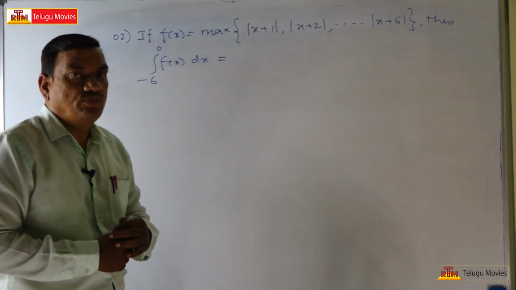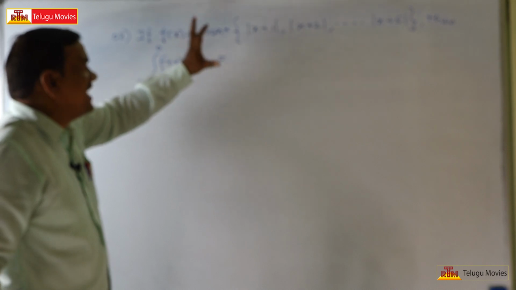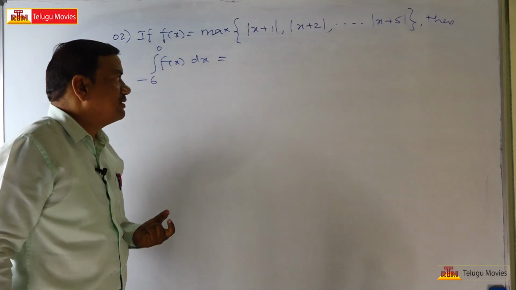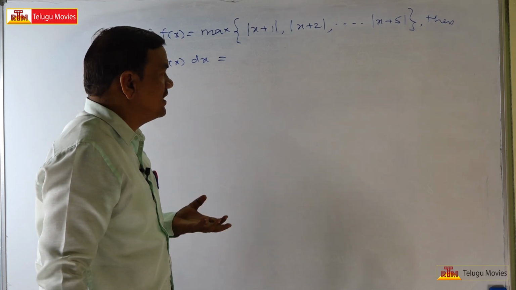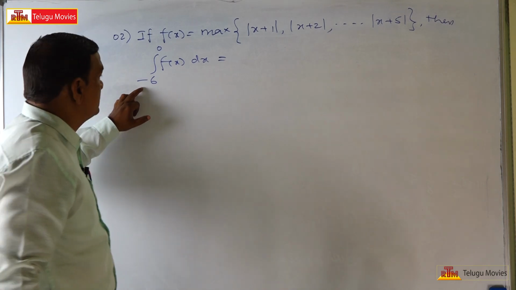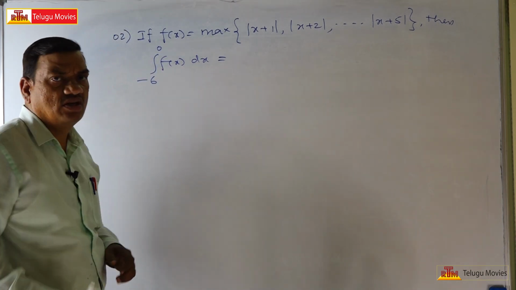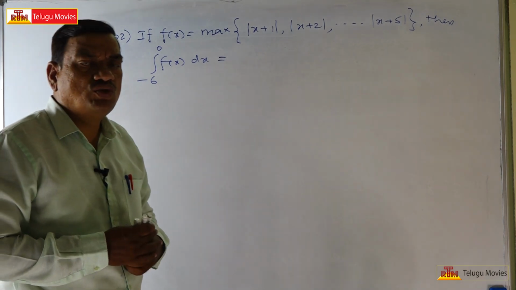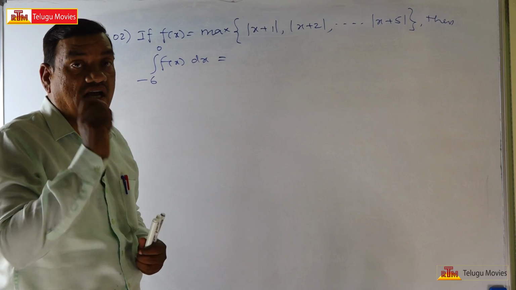Dear students, welcome to the second problem. If f of x is equal to the maximum of modulus of x plus 1, modulus of x plus 2, modulus of x plus 3, and so on, then the integral from minus 6 to 0 of f of x dx is equal to the value of this. This type of problem you can do easily by drawing the graphs.